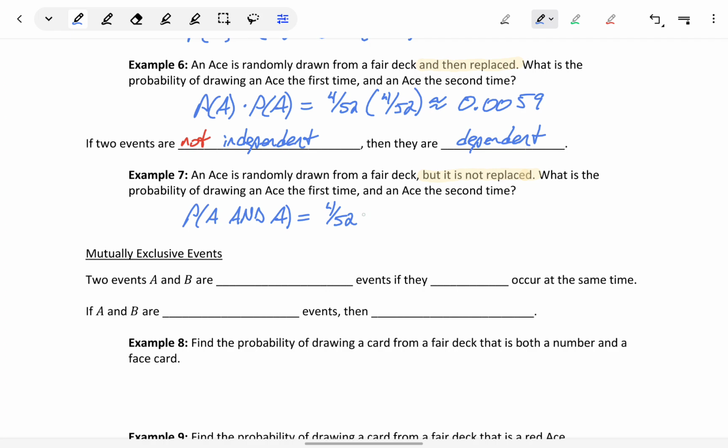But then we need to multiply that by some reduced values. Now, assuming one ace is gone from the deck, there are only 3 aces remaining out of only 51 possible remaining cards. So the probability of that second draw has been impacted by the fact that we took a card and kept it out of the deck. But once we have those updated values, now we can multiply these two values together to get an approximate probability of 0.0045.